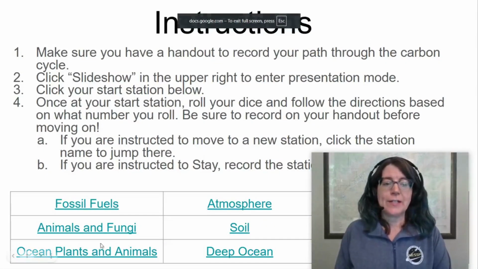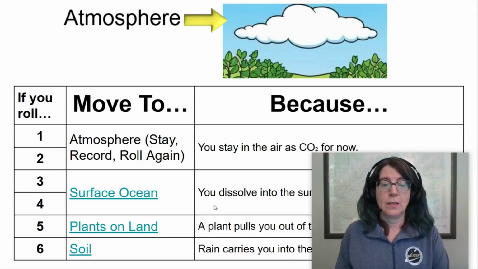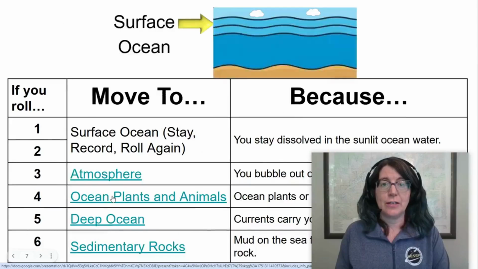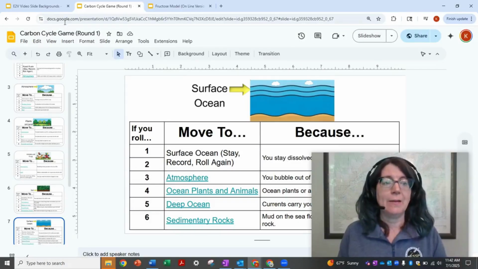The instructions further say to click on your start station below and then start recording the same way that we demonstrated for the kinesthetic game. So for example, if a student is starting in the atmosphere station, a copy of the station card will appear here. Students will roll and record just like they did before. And if they are directed to move to a station, they'll click on that station and be taken to that station card to continue the process once again for 10 rounds, just like was demonstrated for the kinesthetic model. And again, make sure you use the round 1 file for round 1, and then mix it up and use the round 2 file for round 2.